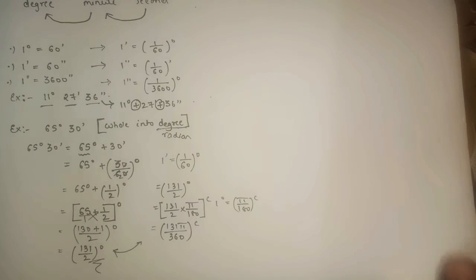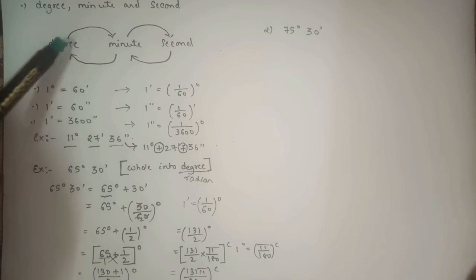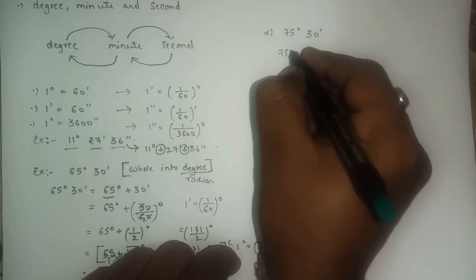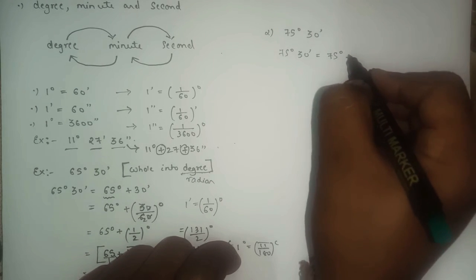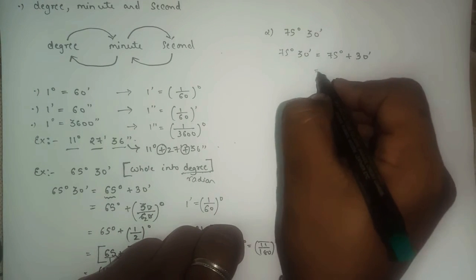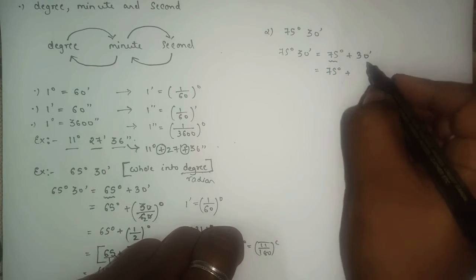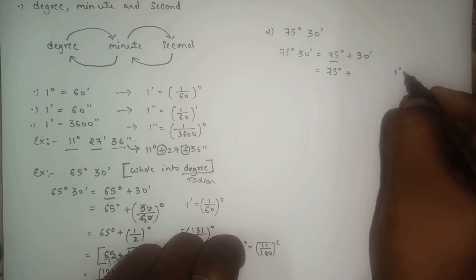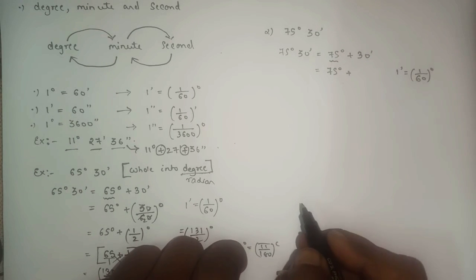So let's take one more example, then only you will come to know how to tackle the sum. Yes or no? So here we have 75 degree 30 minute. So the first step you will write 75 degree plus 30 minute. Okay, as this section already is in degree, we'll keep this part as it is. Now we have to convert this 30 minute into degree. So we know the relation is, to convert minute into degree, simply we have to divide the number by 60, so it will get converted into degree.